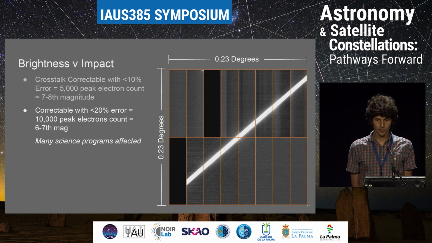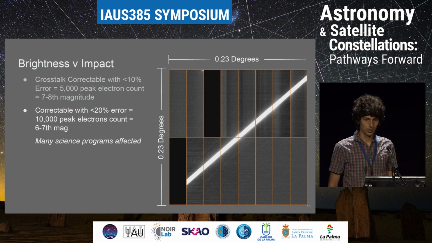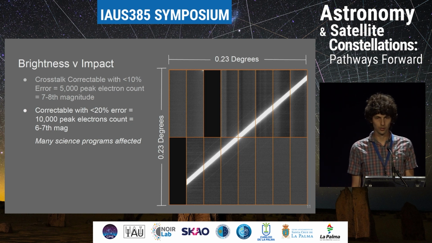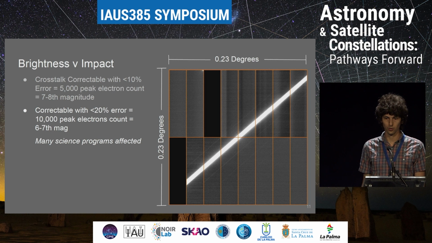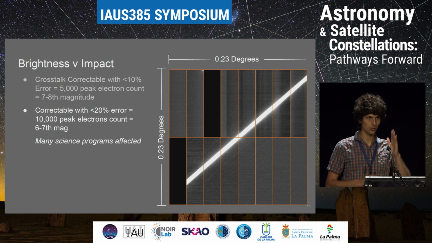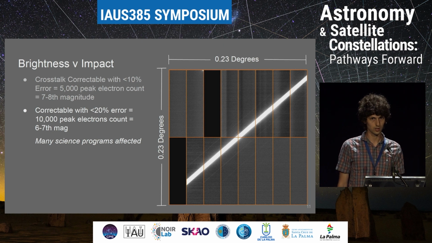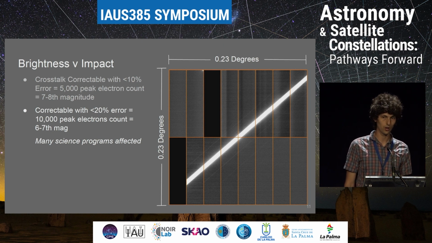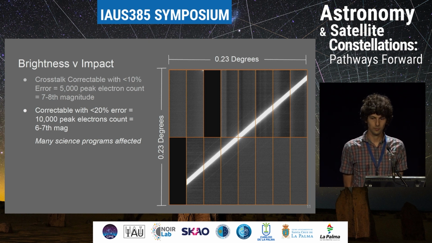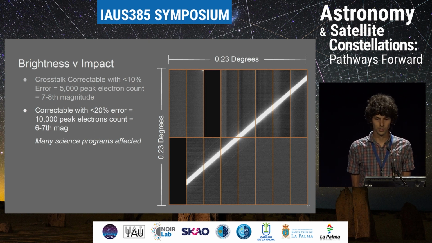So instead, if we want less than 20% error, that's something like a 10,000 peak electron count. Now we're in the 6th to 7th magnitude range. For comparison, that's the edge of where you can visually see: things brighter than 6th magnitude in a dark site you can see. Things fainter you probably can't, unless you have really good eyes.